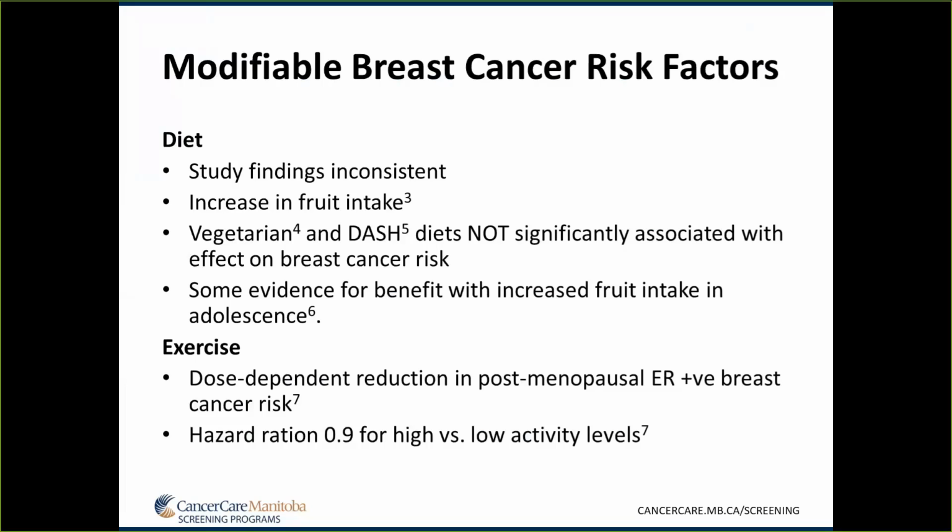Exercise brings about a dose-dependent reduction of postmenopausal ER-positive breast cancers with a hazard ratio of about 8 to 9 for high versus low activity levels.